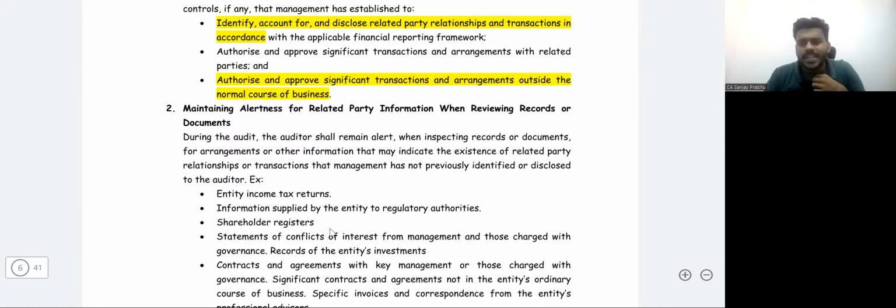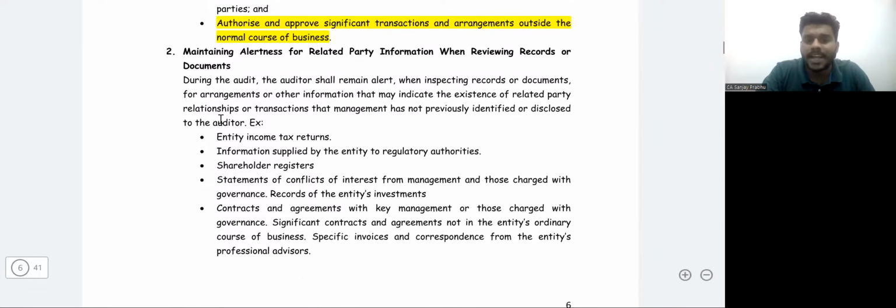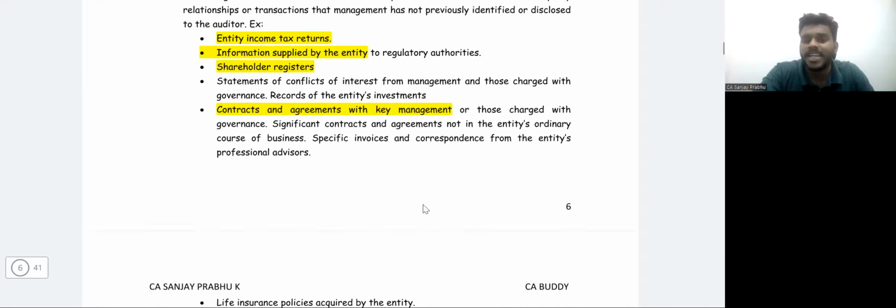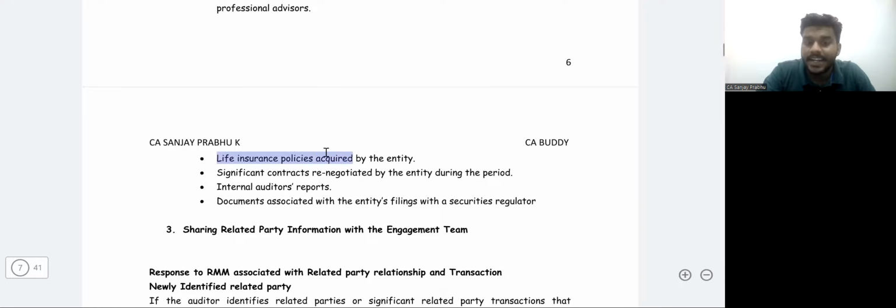Sir, can you repeat the sentence once again? So whenever the auditor is inspecting the documents which could provide related party information, auditor should remain alert. Sir, what are the documents which can provide information regarding the related party? See, very simple. See this: income tax returns, shareholders registers, contracts and agreements with the key management, LIC policies, internal auditors report, contracts renegotiated with the entity, all these documents. So whenever an auditor is inspecting these documents, auditor has to remain alert.